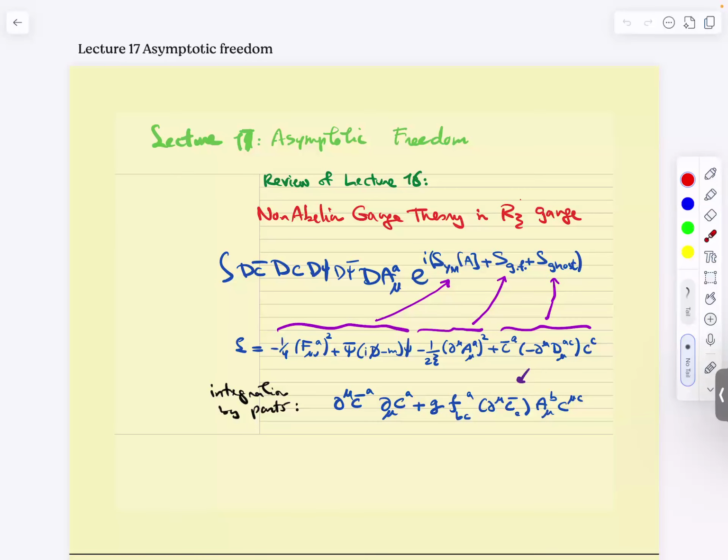All right, so today we're going to be talking about asymptotic freedom. And as usual, I start with a review of lecture 16. We discussed non-abelian gauge theory in R_ξ gauge.